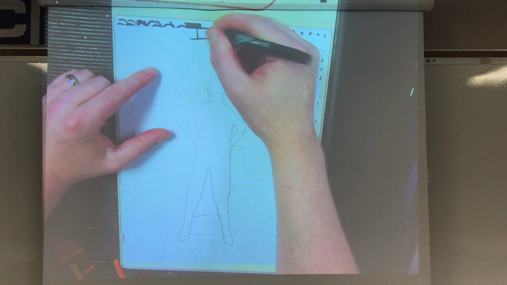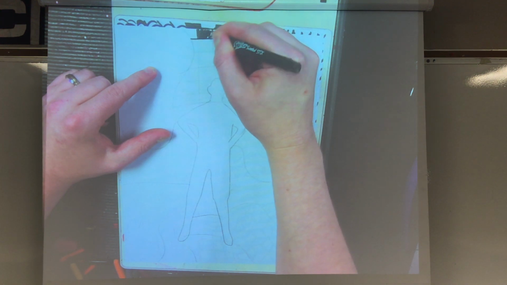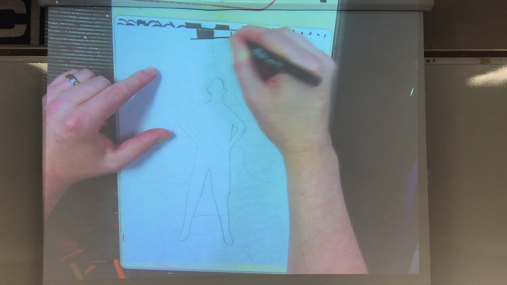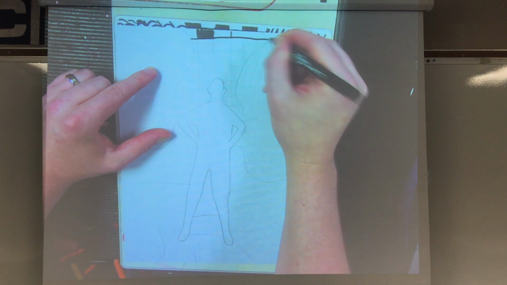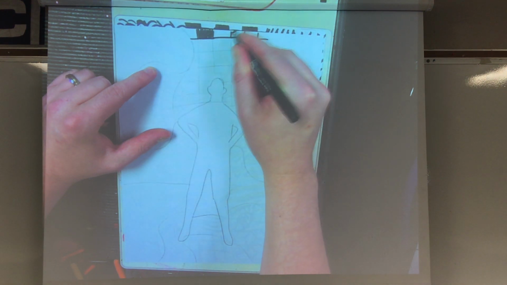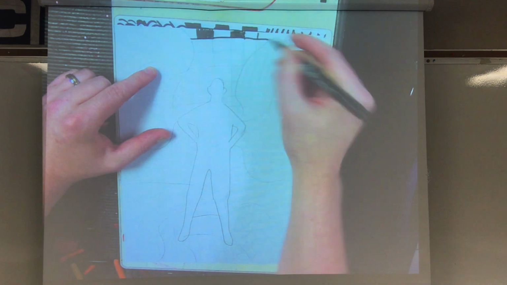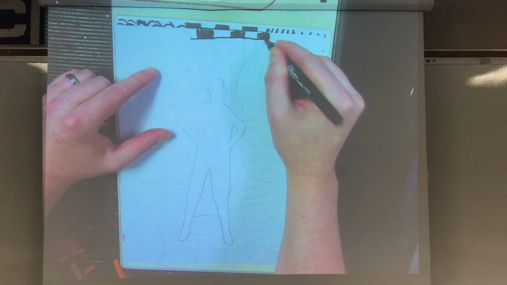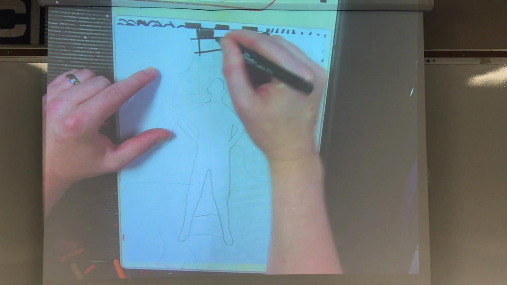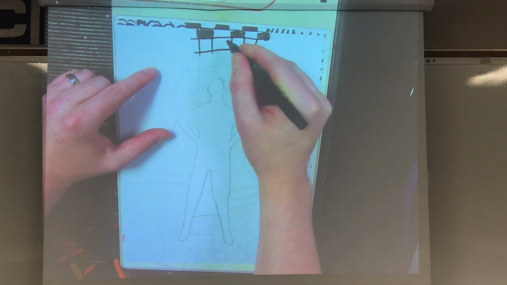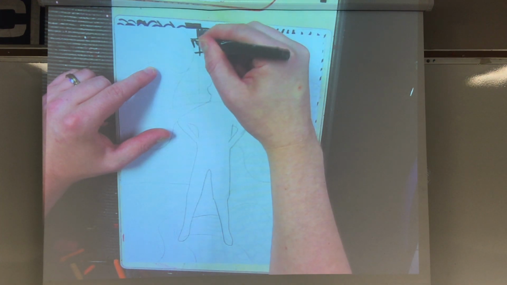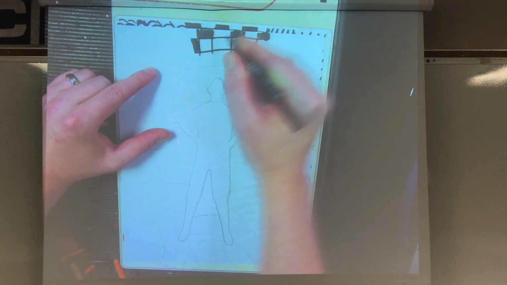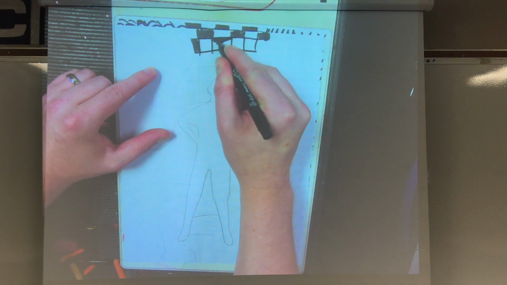All right, and then I'll go over my lines and fill in my checkers like this. Okay, and I'm going to go over my lines again, and then this one's black over here, shading that in.